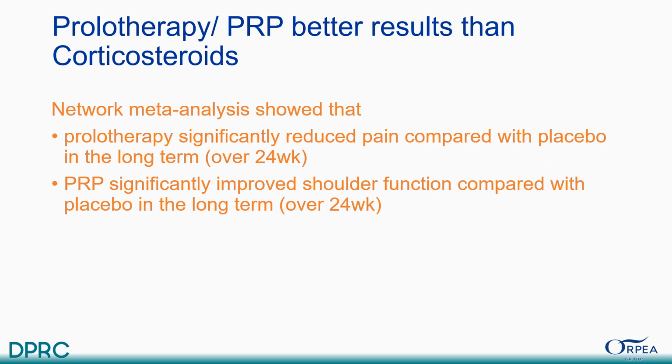Prolotherapy or PRP is found to be better than corticosteroids. In a network meta-analysis, it showed that prolotherapy significantly reduced pain compared with the placebo in the long term, over 24 weeks. Whereas when compared with the corticosteroid, it has only short-term benefits. PRP also significantly improved shoulder function compared with the placebo in the long term. So prolotherapy significantly reduced pain in the long term, and PRP significantly improved shoulder function over the period of 24 weeks. So both are found to be effective treatments.